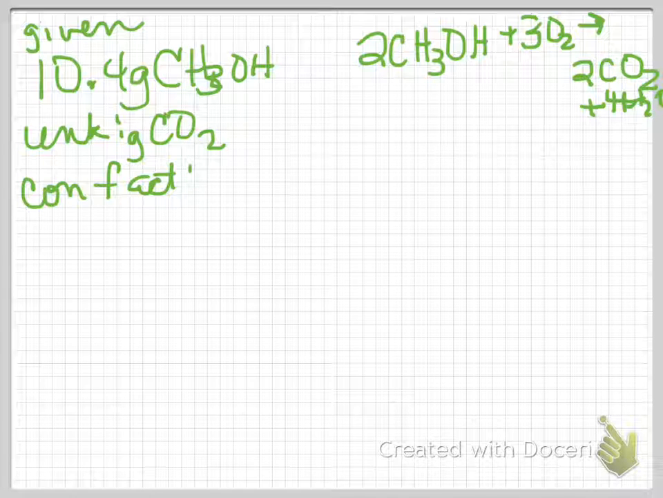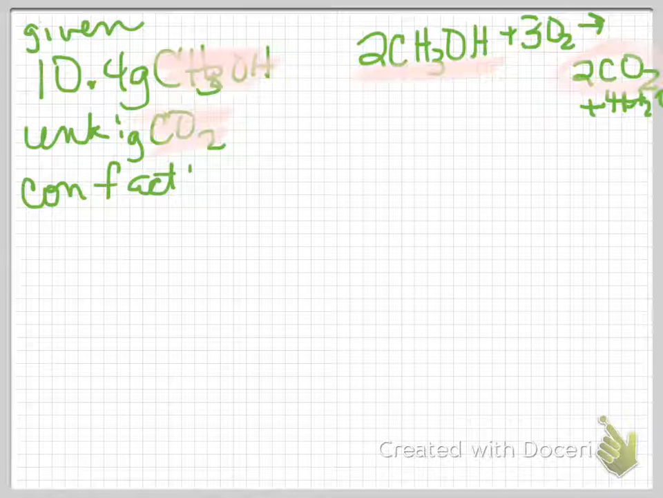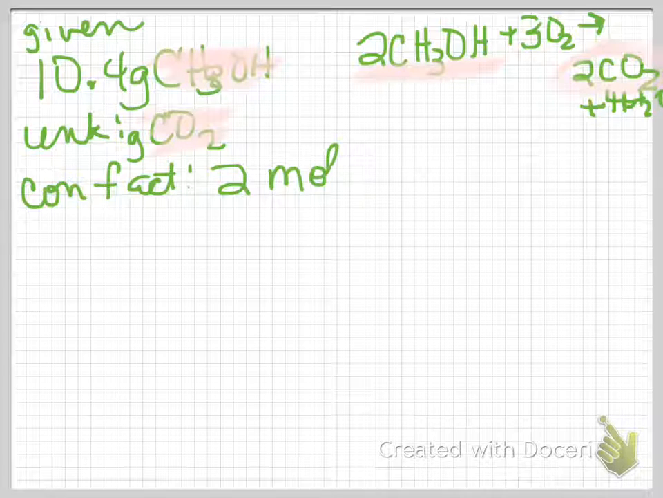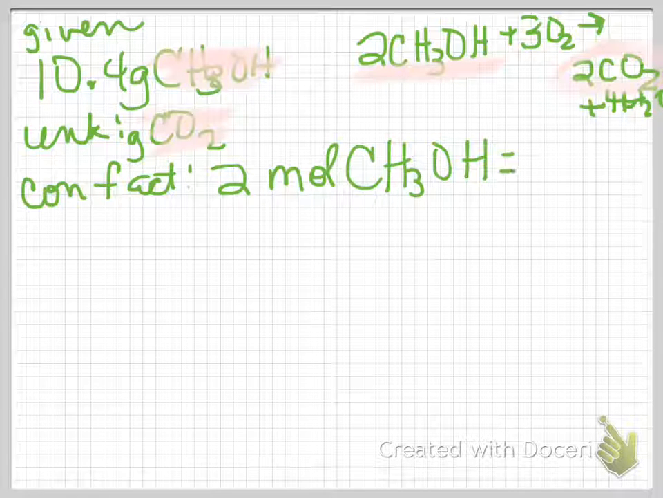But look at our given right here. We care about the methyl alcohol, the CH3OH, and our unknown, we care about the CO2. Those are all we care about here and here. That's all we're going to focus on. That's all you're going to focus on, Demetria. So our conversion factor here is going to be, for every 2 moles of our CH3OH, we can make 2 moles of CO2.